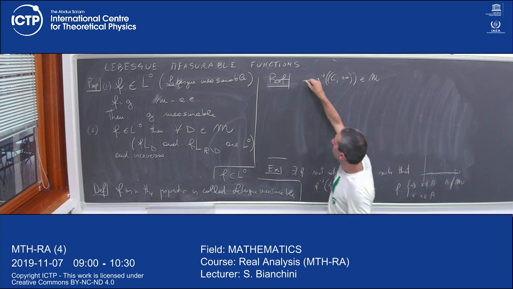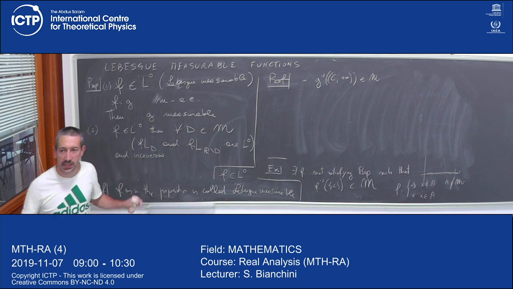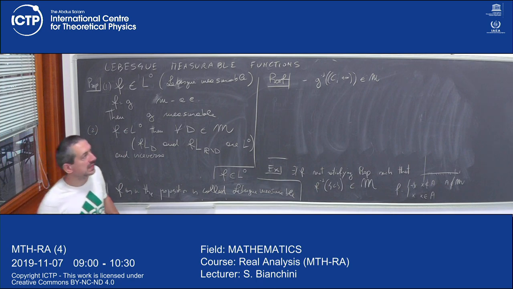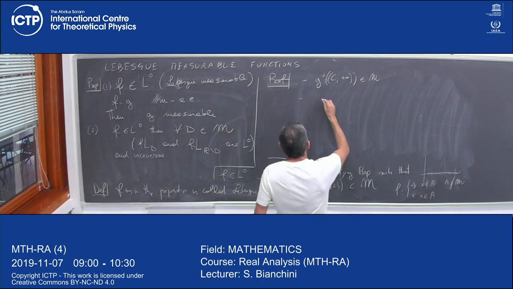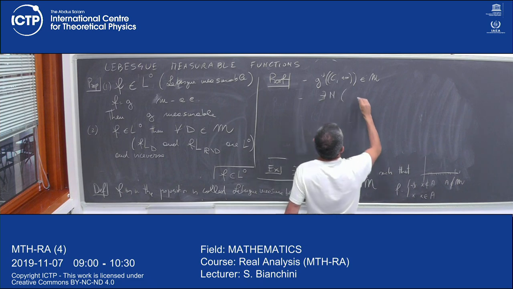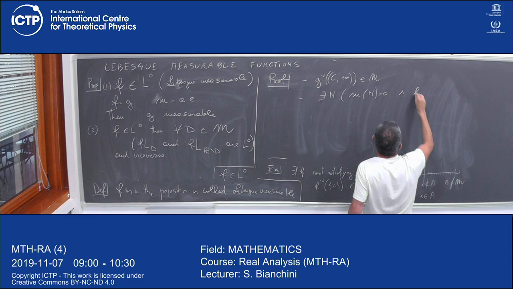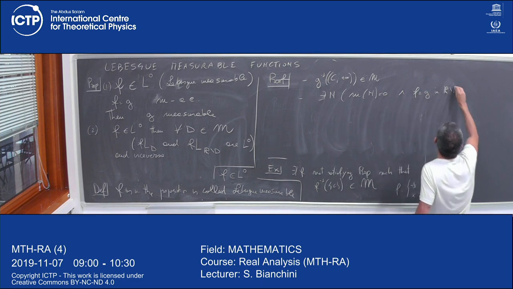Now, this is what we prove. Can you rewrite this condition here? So the definition of almost everywhere. The difference between that set and f inverse is a set of measure 0. You know that there exists n, the measure of n equal to 0, and f is equal to g in R minus n.